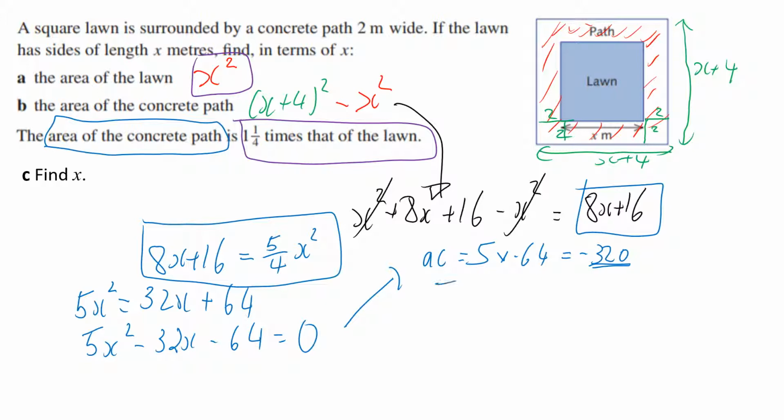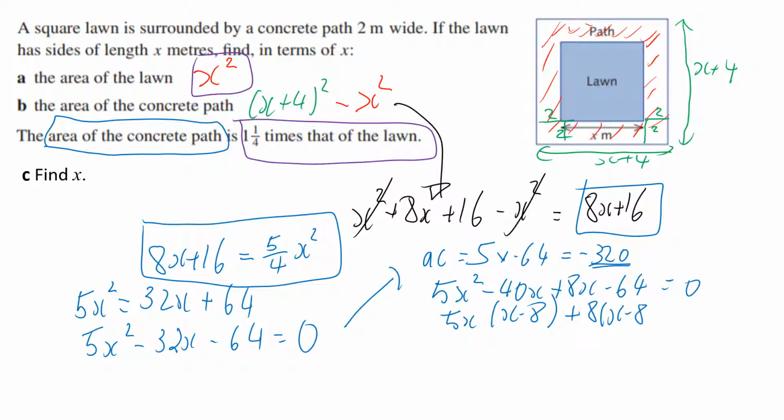So what I'm going to do is now rewrite the equation. 5x squared minus 40x plus 8x minus 64. Doing a grouping 2 and 2, 5x, and that's x minus 8, plus 8, x minus 8 equals 0. x minus 8, 5x plus 8 equals 0. Now solving for x, x is equal to 8, or x is equal to minus 8 on 5.